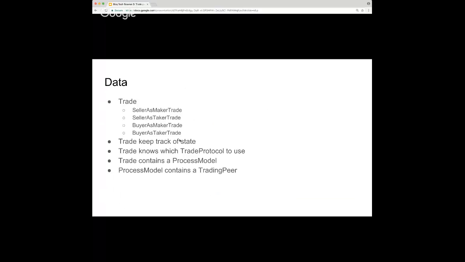And the process model contains a trading peer, and the trading peer contains all the data which is relevant for your other peer, like the onion address from your other peer, which you are storing in the trading peer. And because all those data are contained in the trade object, the trade gets persisted. So all this state of the current process, where we are in the trade protocol, gets persisted with the trade.